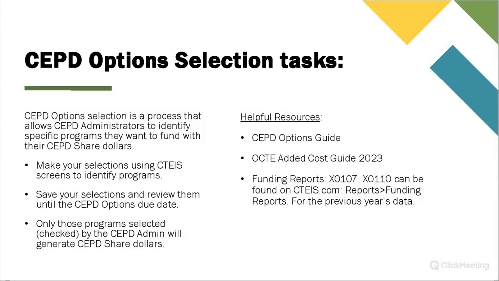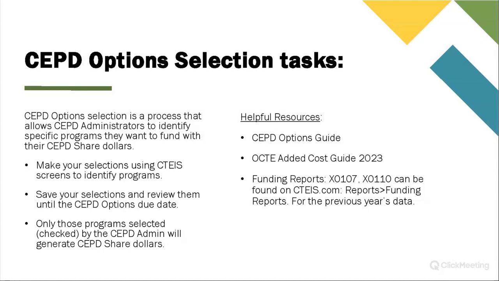And then only those programs selected, and checked off by you, the CPID administrator, will generate the CPID share dollars. Helpful resources for this process are the CPID Options Guide, which I'm going to show again, and the Added Cost Guide by OCTE, which is on the OCTE website. And then funding reports: you have the XO 107 and the XO 110 that can be found on the CETEIS application by logging in and going to reports and then funding reports for previous year's data.